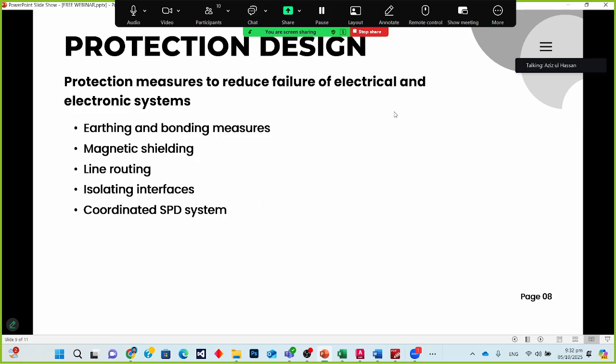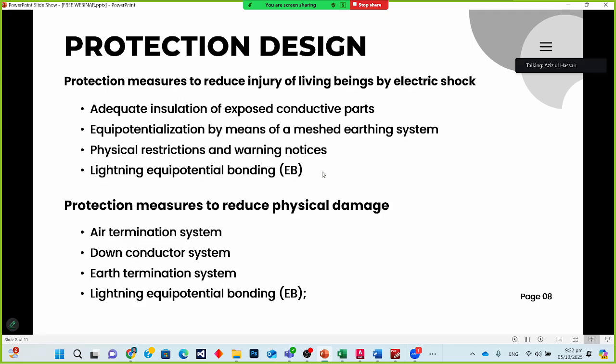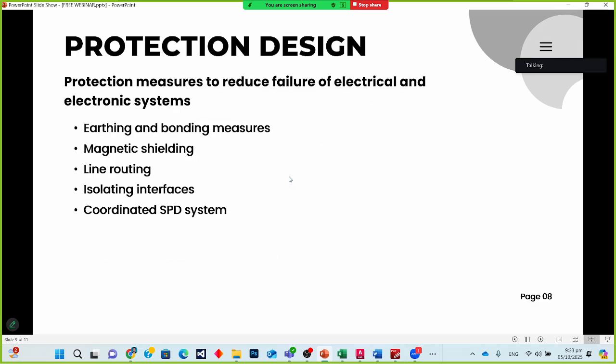So we will start again. So basically, I'm talking about the protection systems. The protection measures to reduce physical damage are the air termination system, down conductor system, and earth termination system, and the lightning equipotential bondings.